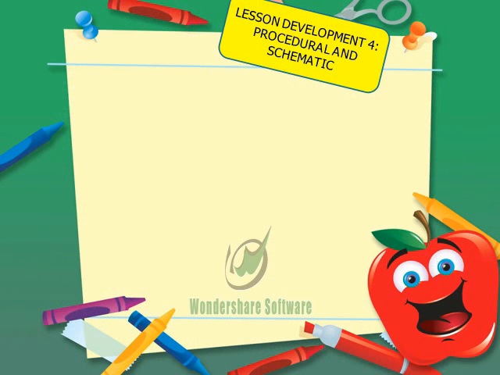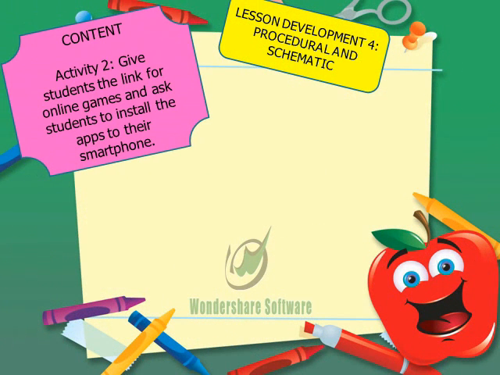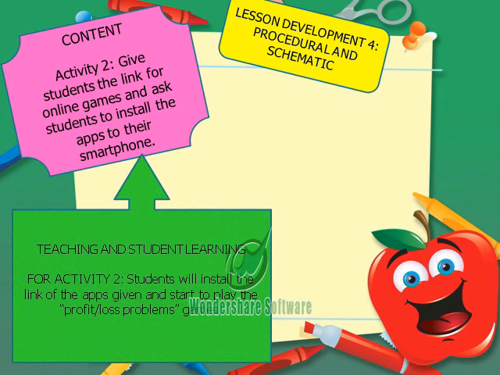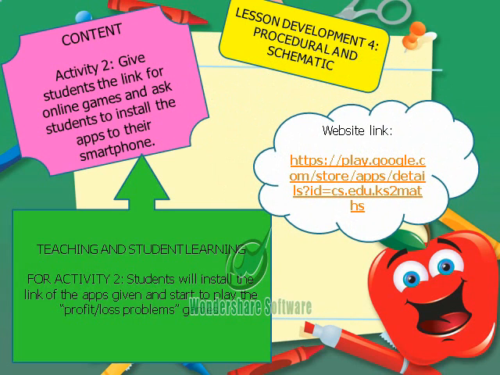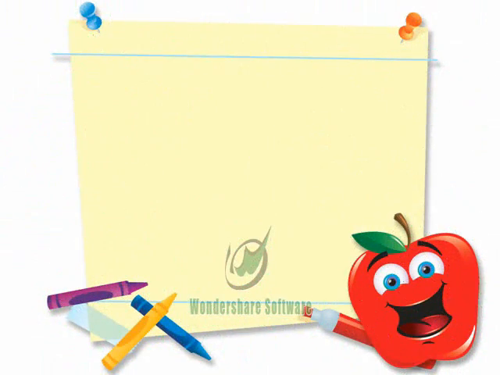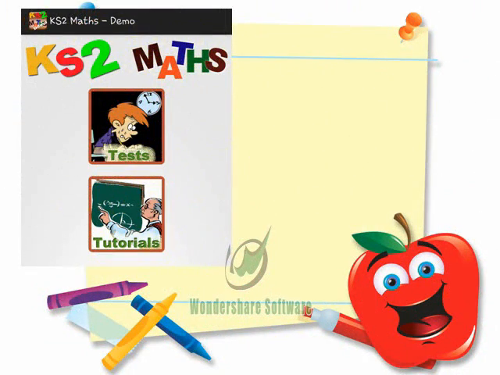For activity 2 on page 4, give students the link for online games and ask students to install the apps to their smartphone. So the teaching and student learning for this activity 2 on page 4, students will install the link of the apps given and start to play the profit or loss problems games. So again, the link will be provided by the teacher. So here is the screenshot of how the apps will look like.